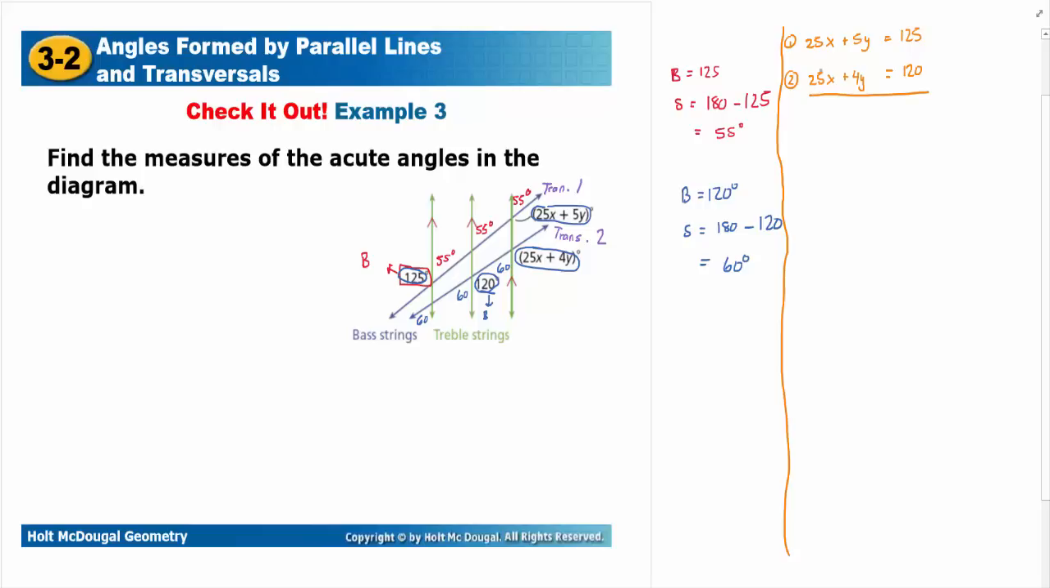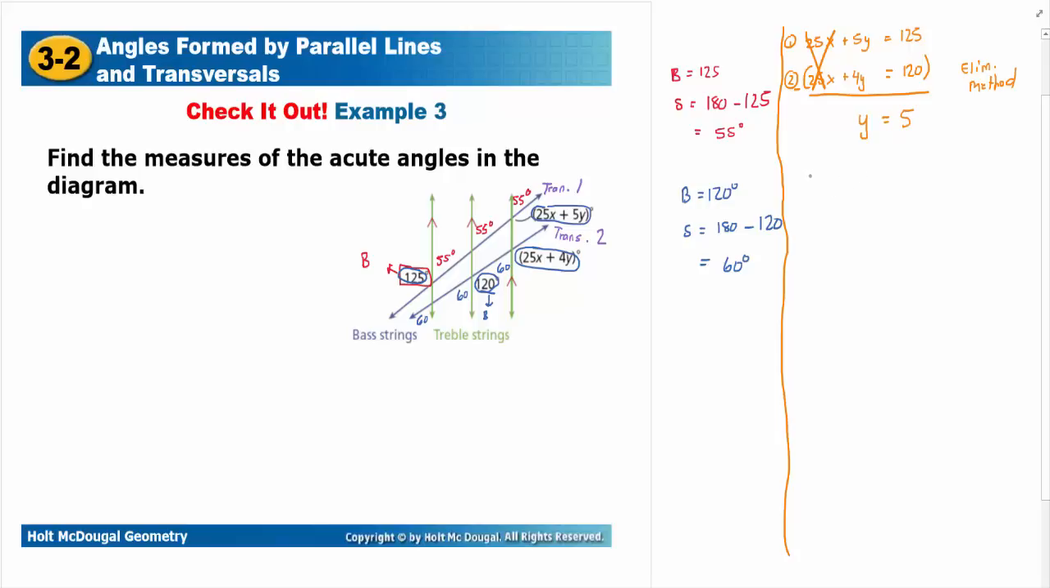So in this case we have 2 systems of equations. They are already stacked, and I'm going to use what's called the elimination method. So I'm going to subtract the 2 equations. If you subtract these 2 equations, the reason why I'm doing that is it's going to cancel out or eliminate a variable. Because I had 25 and 25, subtracting will allow that to happen. Here I go 5 minus 4, and I get 1y. And here I go 125 minus 120, and you get y equals 5.